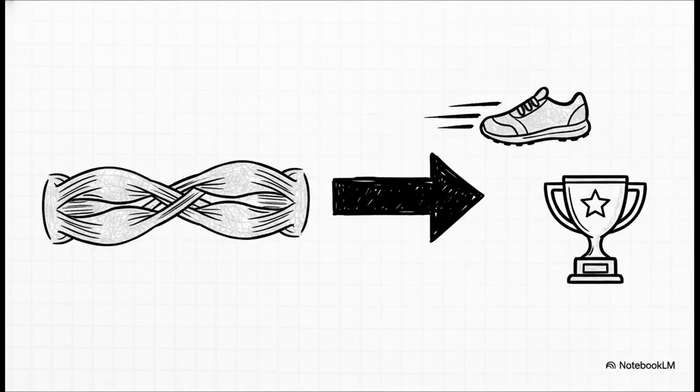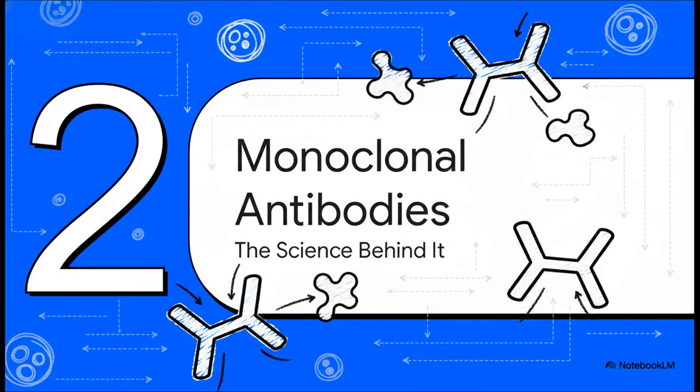And there it is, plain and simple. The first mark is for saying the athlete gets faster or stronger. The second mark is for explaining why. And the reason is that steroids build muscle mass, which means you get more powerful muscle contractions. See? Point, then reason. Easy 2 marks. Okay, so we've covered why someone might take steroids. Now the question gets even more interesting. We're diving into the sophisticated science used to actually detect them. And that brings us to the star of the show, monoclonal antibodies.